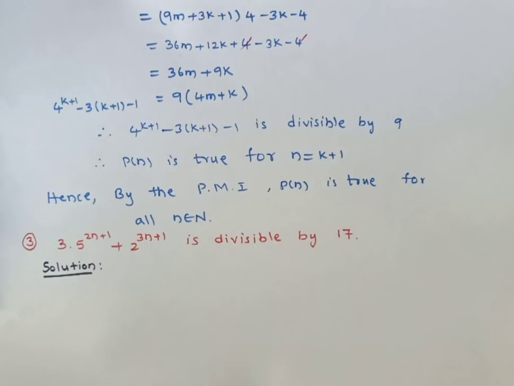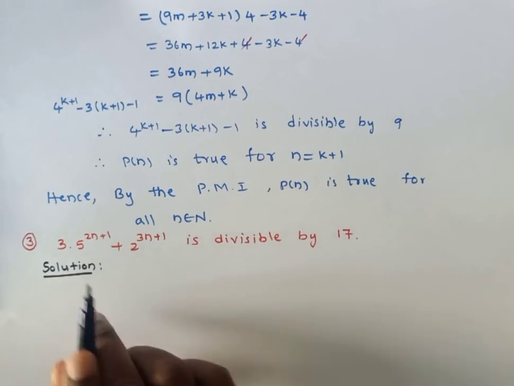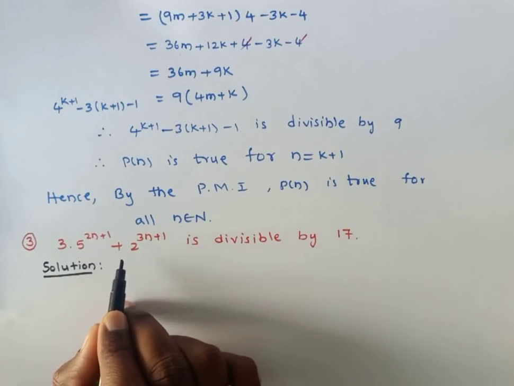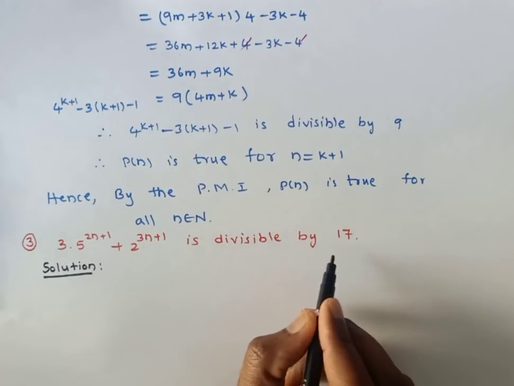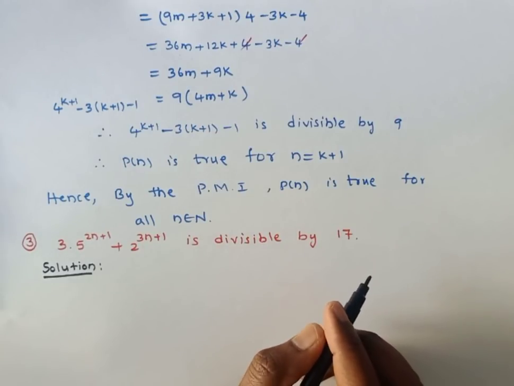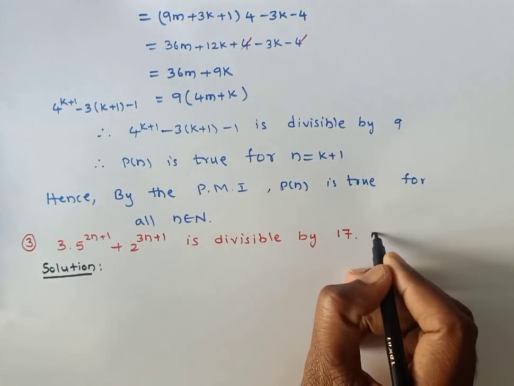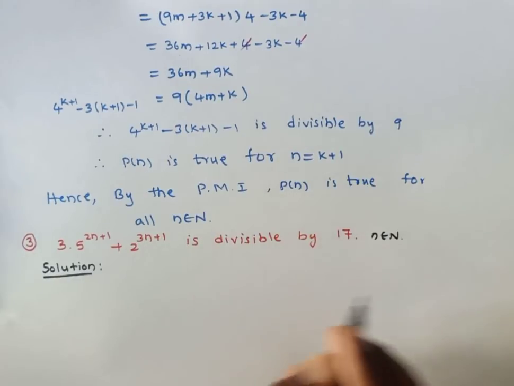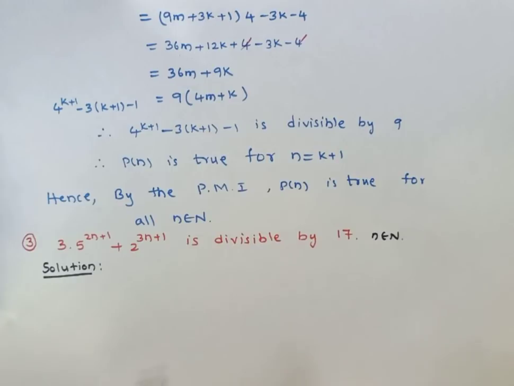Now the third problem. Here we need to use mathematical induction to show this statement. What is that statement? 3 into 5 to the power of 2n plus 1 plus 2 to the power of 3n plus 1 is divisible by 17. This number is divisible by 17, where n is any natural number, n belongs to N. For any natural number n, this number is divisible by 17. So this is always divisible by 17.